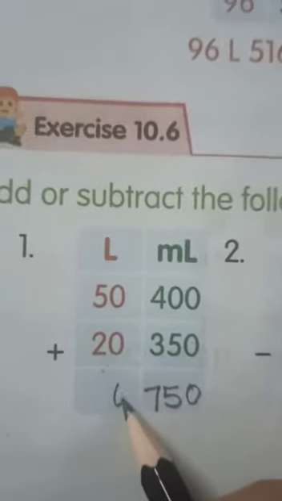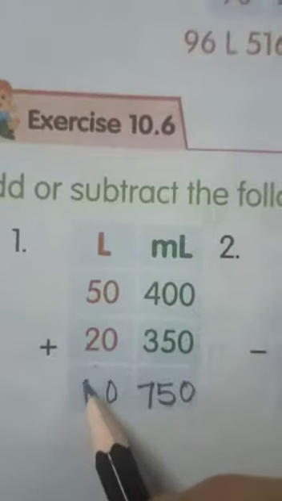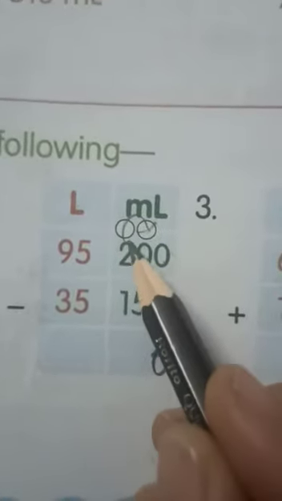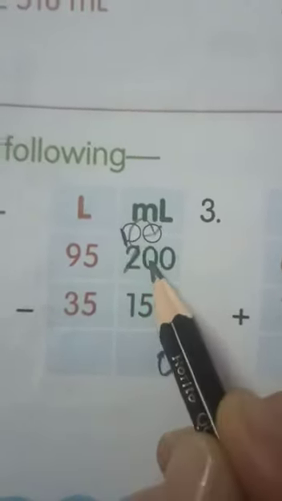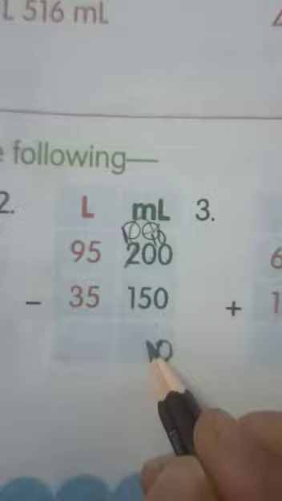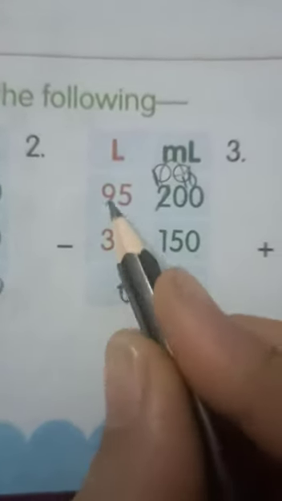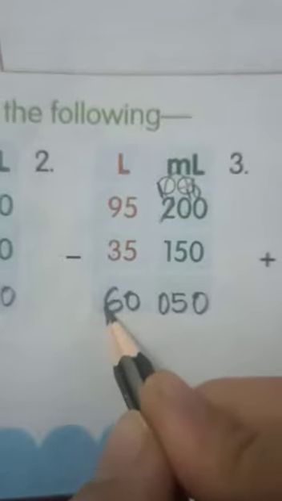0 plus 0 is 0. 5 plus 2 is 7. Let's do the subtraction now. First we have to subtract milliliters from milliliters. 0 minus 0 is 0 only. 5 cannot be subtracted from 0. So borrow 1 from here. This 2 will become 1 and this 0 will become 10. 10 minus 5 is 5. 1 minus 1 is 0. And here 5 minus 5 is 0 and 9 minus 3 is 6.